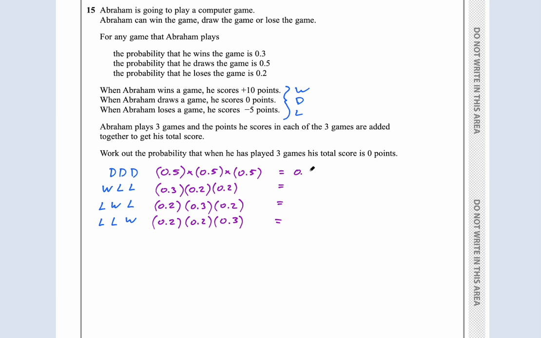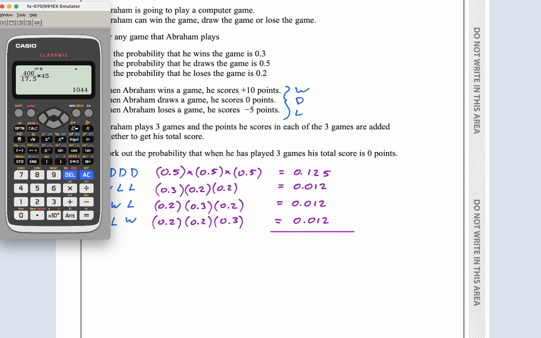Okay, this is then equal to, use your calculator, guys, 5 times 5 times 5 is 125, so 0.125. This one, 3 times 2 times 2 is 12, but be careful, guys, this would be 0.012, because they all need 3 decimal places, so 0.012. This would be the same, 0.012, and this would be the same, 0.012. So add these together, and we get the answer. Let's do that. So we get 0.125 plus 0.012 plus 0.012 plus 0.012, which is, as a decimal, 0.161.